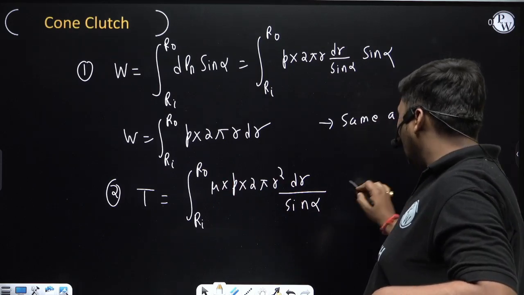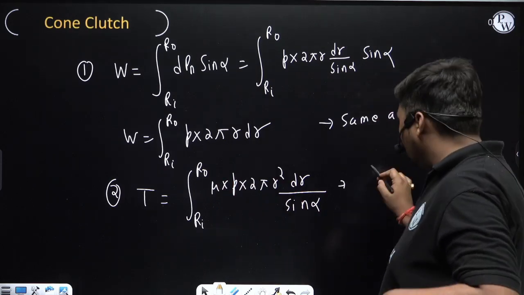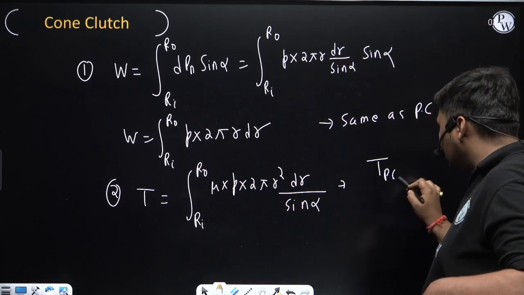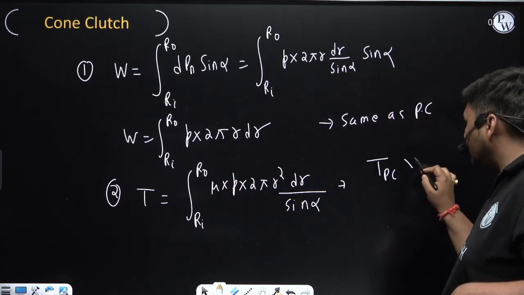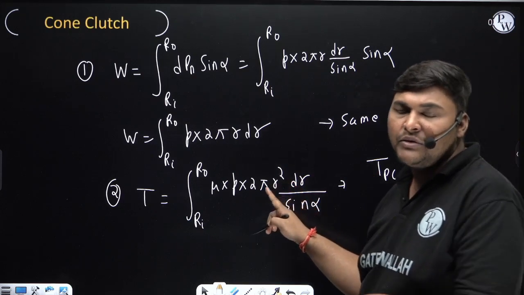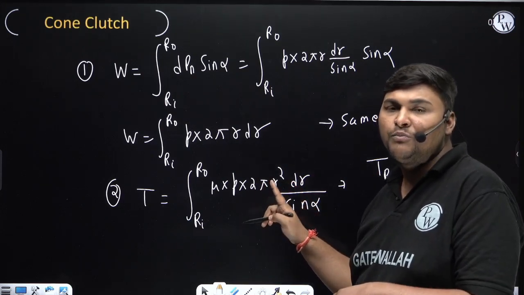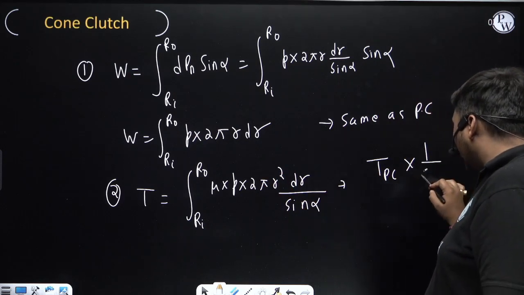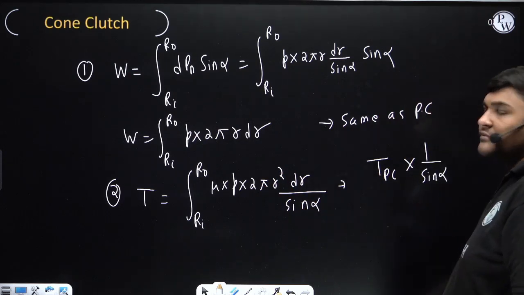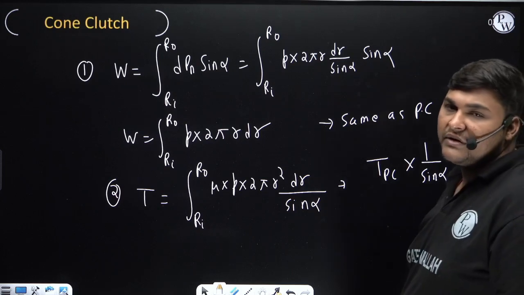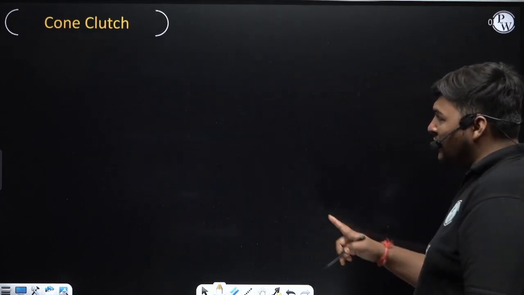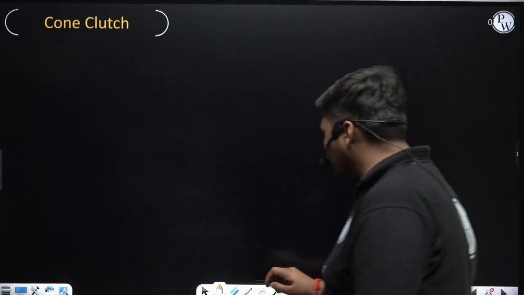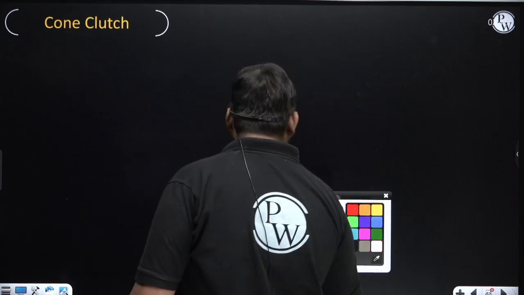Now the expression of torque transmitted is the torque transmitted by the plate clutch, that is, if you write it in terms of integration Ri to R0 mu into P into 2 pi R square dr, into 1 upon sin alpha. This is the difference. Now if you understood this conclusion, you can easily summarize this expression for the uniform pressure theory.